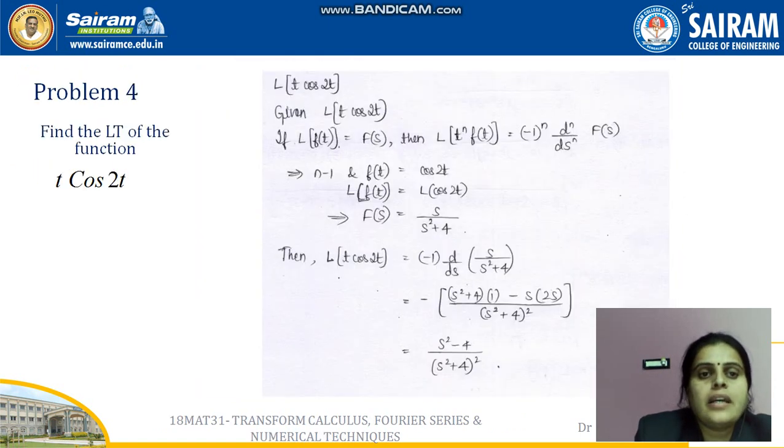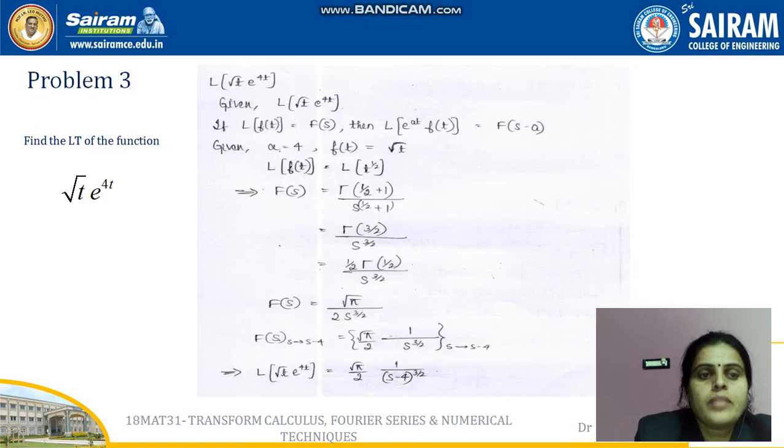So similarly, look at another problem, which is problem number 3. Find Laplace transform of square root of t e to the power of 4t. So we need to find Laplace transform of that. So take L of square root of t e to the power of 4t, and here f of t is root t. Laplace transform of f of t is f of s, and e to the power of at into f of t, because exponential function is multiplied to one function root t. Therefore, we are going to use again the shifting property, that is f of s minus a.